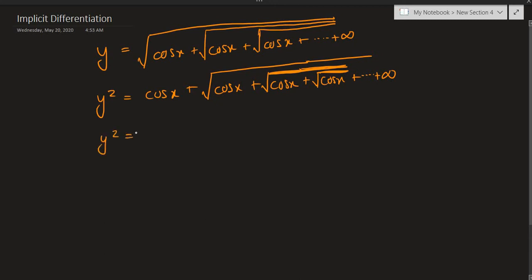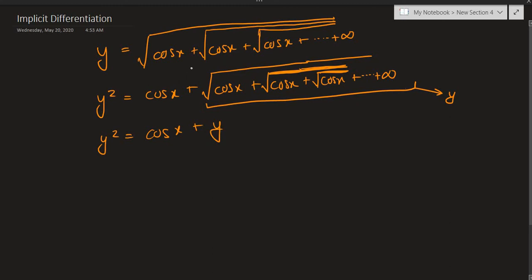So we have y squared being equal to, now recognize that this thing is just our y again, right? As I said, you just remove one of the radicals from an infinitely nested radical, it doesn't matter to that, right? It doesn't change that. So we have cosine of x plus y.